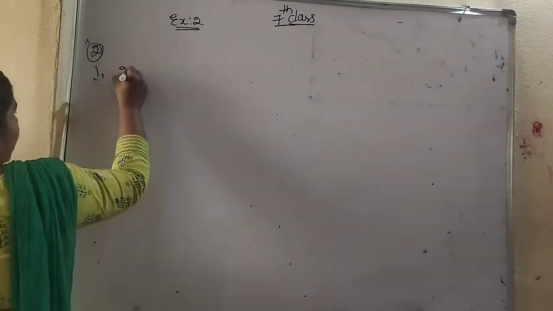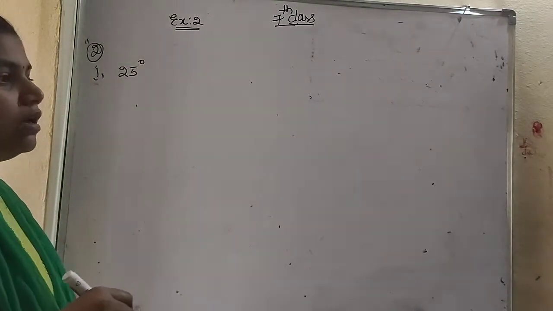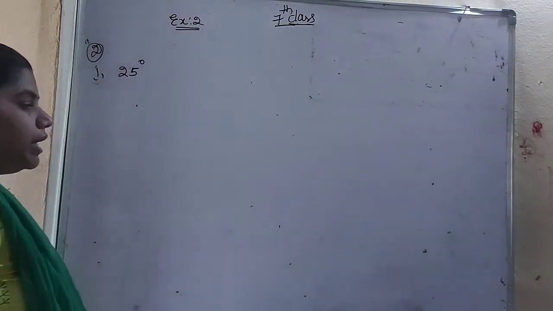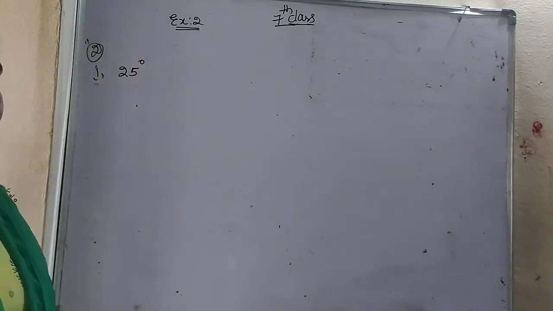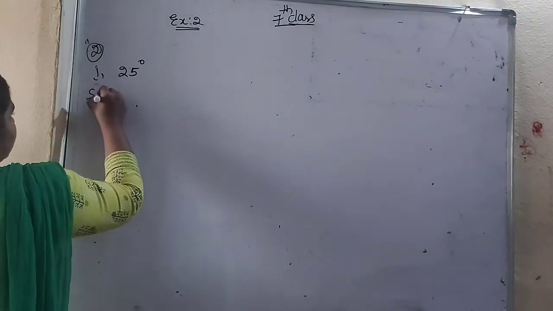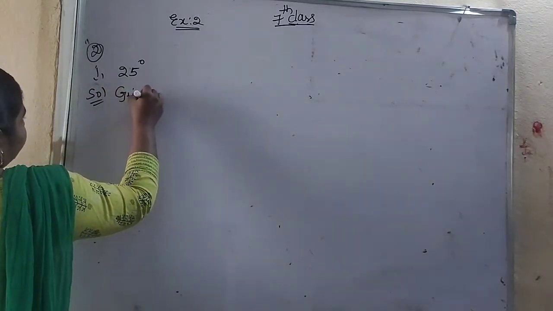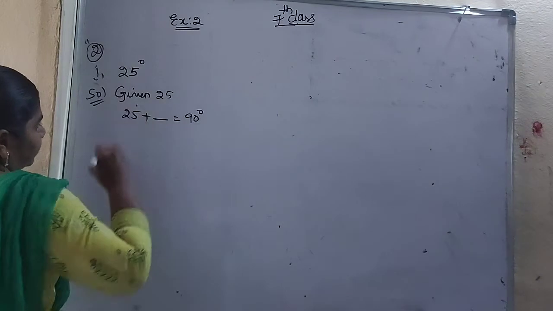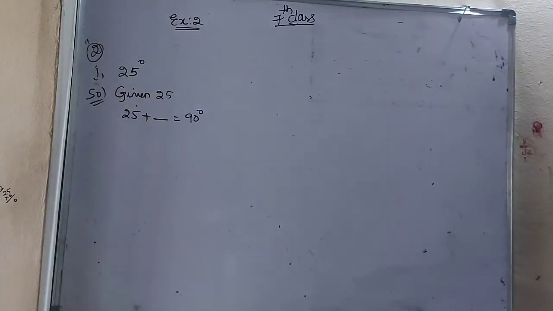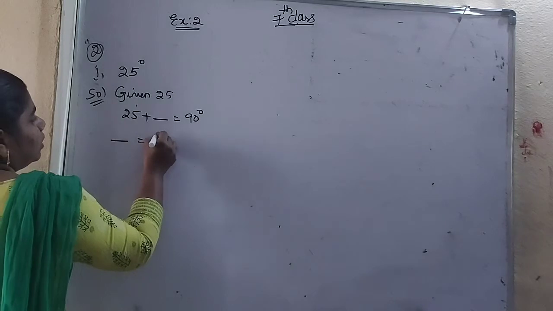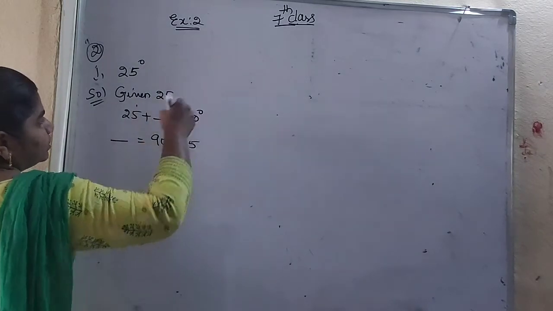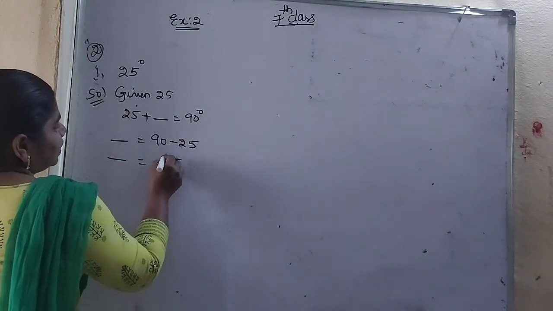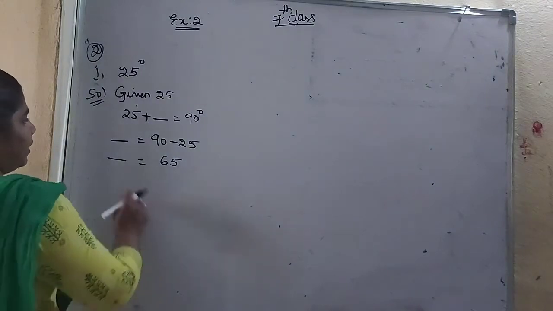For this 25, how much will you add to get 90? What do you mean by complement? The sum of two angles should be equal to 90. So 25 plus what number should be equal to 90? You do 90 minus 25, transferring the 25 to the other side, which is equal to 65.